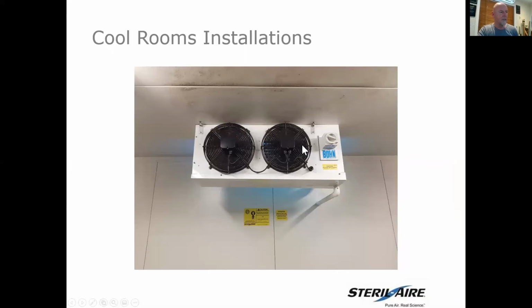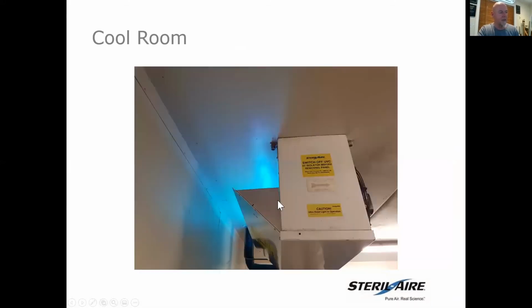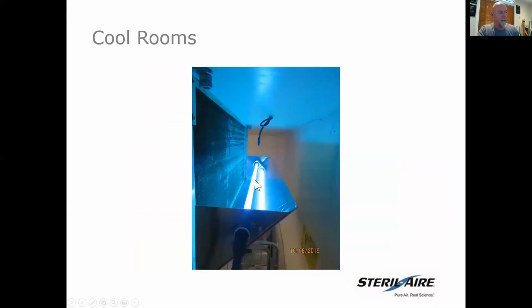and here's the same for cool rooms. So we do lots of cool rooms, whether they're fresh produce, whether they're for abattoirs, or whether they're for hospitals. They could be for morgues. Again, it's a simple installation. We use a shroud that we mount on the back of the evaporator, and the lamp is inserted into that, and it penetrates through the coil and keeps it all clean and treats the air.